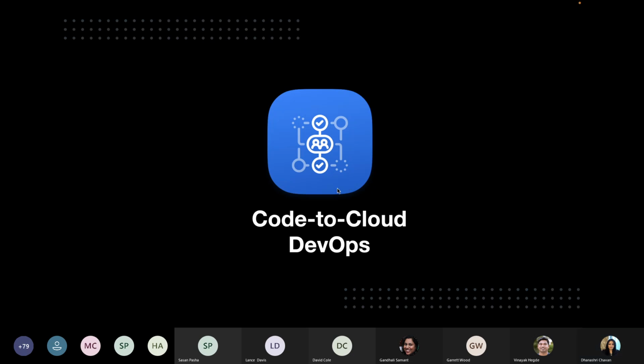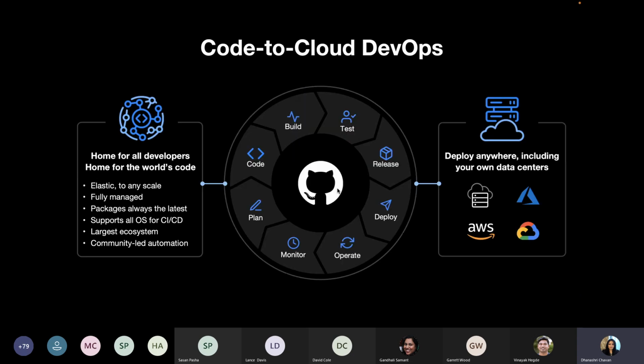Okay. Thanks. So now let's talk about code to cloud DevOps with GitHub, right? Why am I even talking about this? One of the main reasons I want to highlight this is that for the longest time, GitHub was known as just a source code version control tool. Today, that's no longer the case.